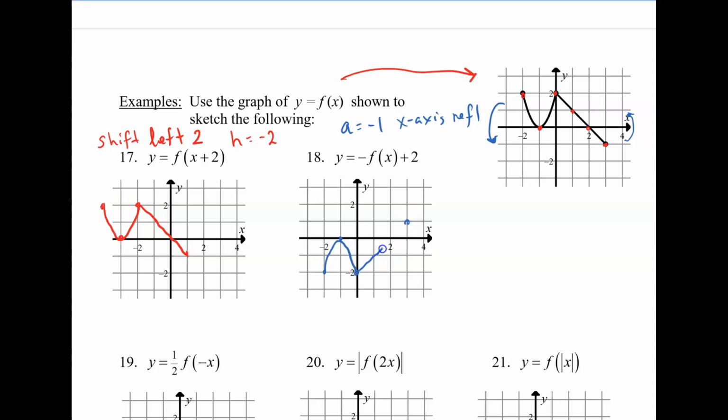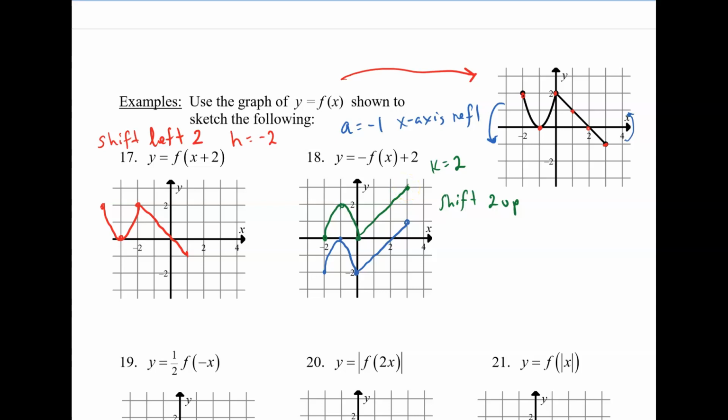There's our x-axis reflection. The second thing that we have to do is we have a k value of 2, and that's going to shift us up 2. So all my points here, I'm going to go up 2 units. This point goes up 2. There's that piece. And then over here, this is going to go up 2 units. And there is our graph.